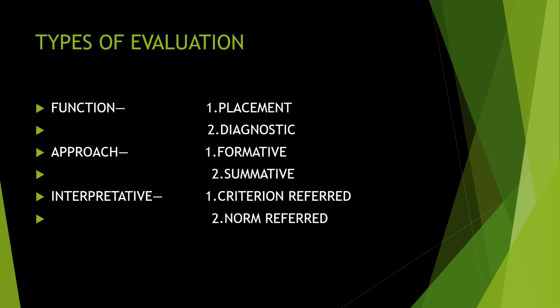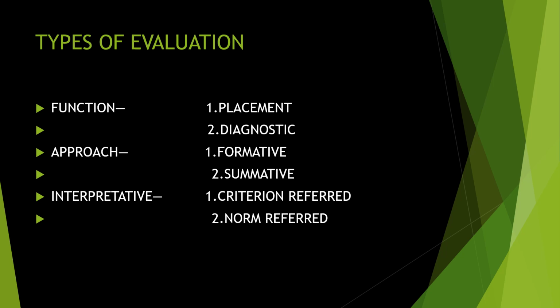Then interpretative. According to the interpretation there are 2 types of evaluation: criterion referenced and norm referenced. In criterion referenced, no comparison is happening; it is done according to certain set values. In norm referenced, the individual is compared with other people. That is what is happening in norm referenced. I have given just an idea of it.